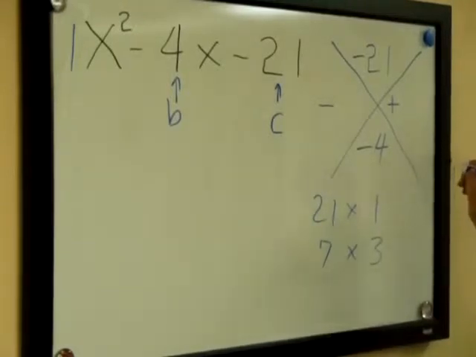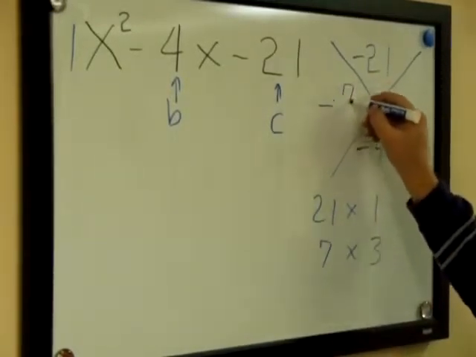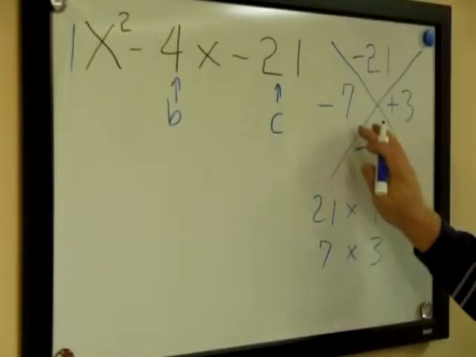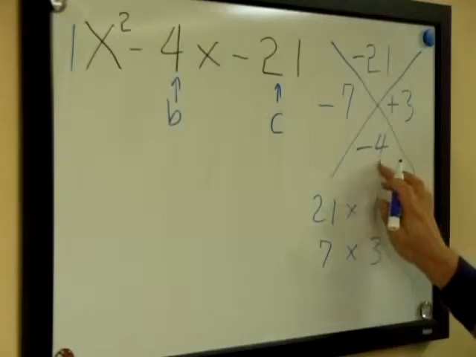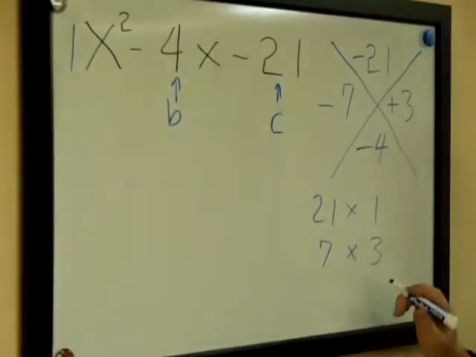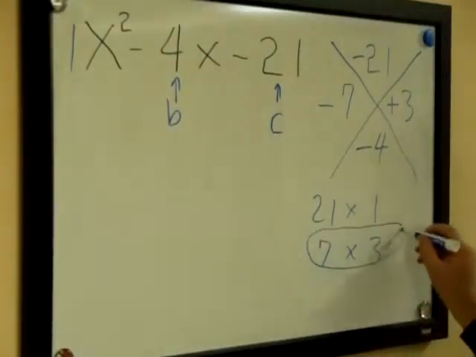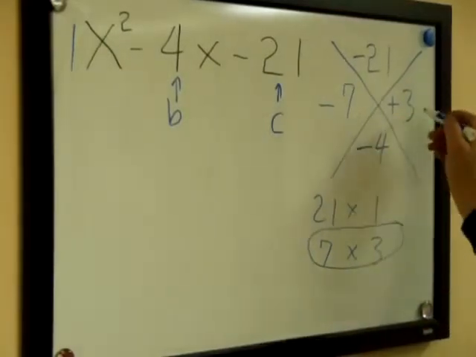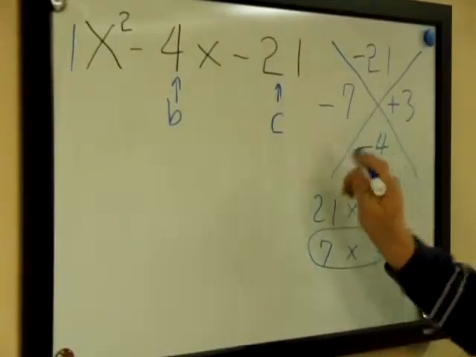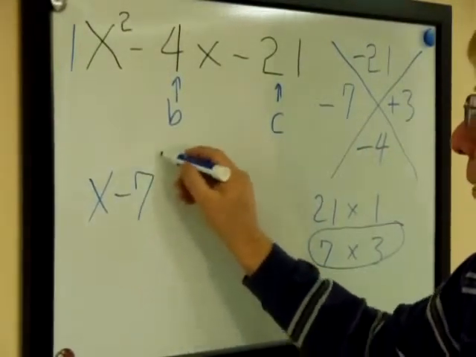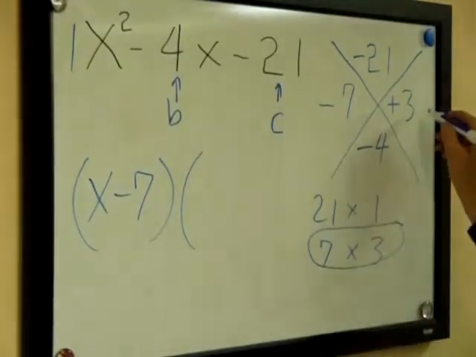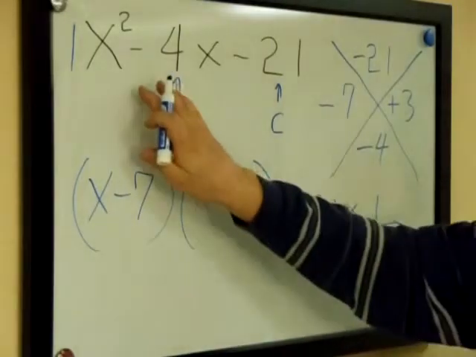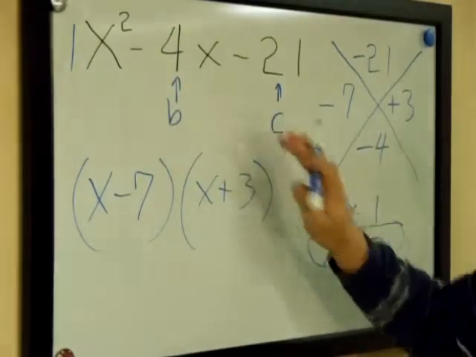So now, if I take a minus 7 times a plus 3, that gives me minus 21. Minus 7 plus 3, summed, gives me minus 4. So that works. So this is the pair that we end up using. Okay, so now, if we break that into factors, it's just x minus 7 times x plus 3. These are the two factors that we get for this expression.